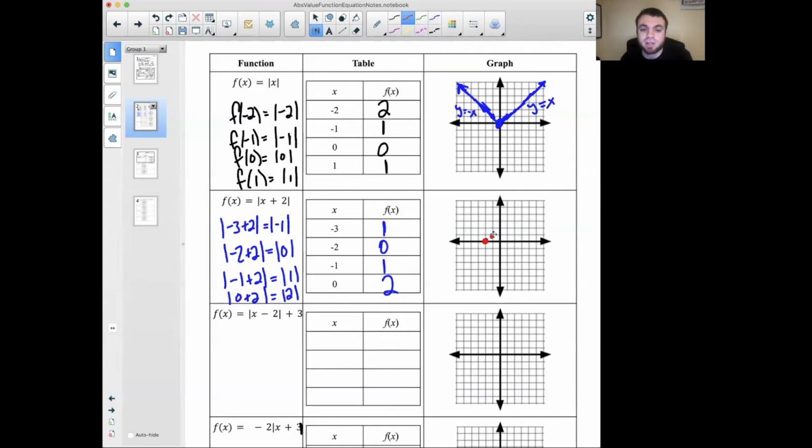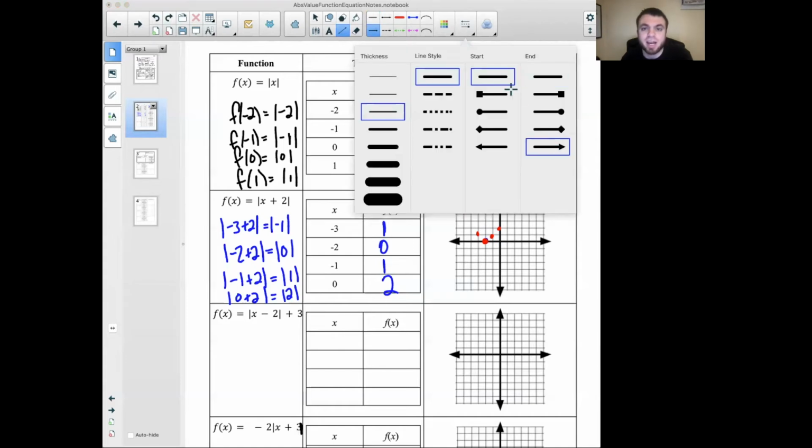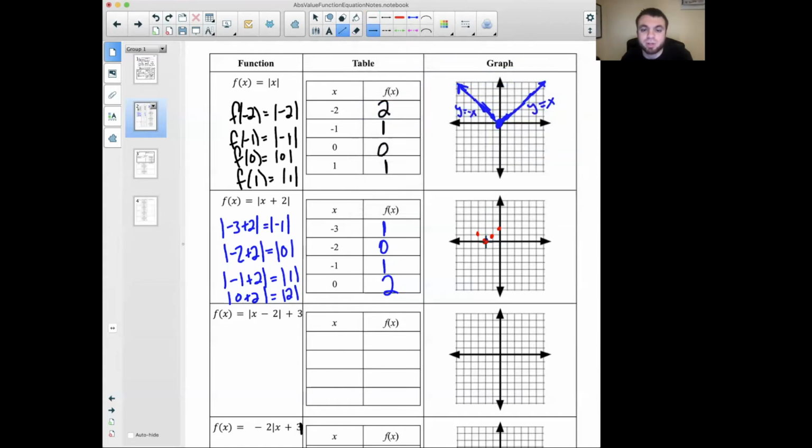-1, 1, 0, 2. And it's going to look something like this. And I'm going to cheat a little bit. I'm going to use my Smart Notebook to help me out. Connect that, it should make this little V shape right here. Again, arrows on the end because it will continue to go on forever, right? All these graphs go on forever.